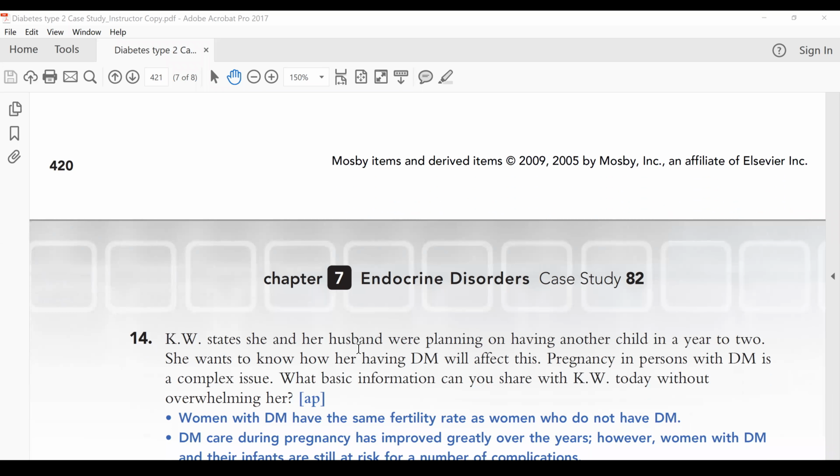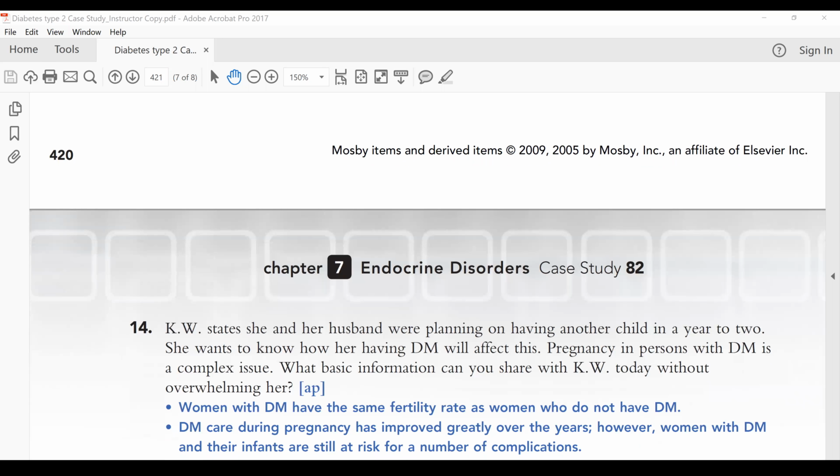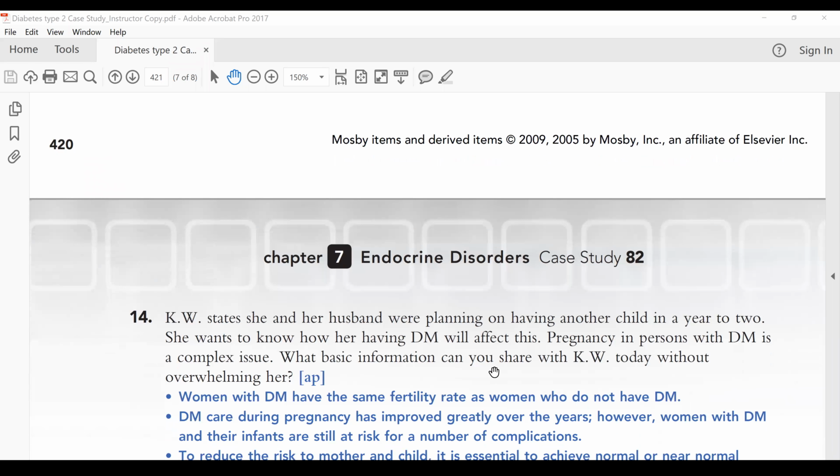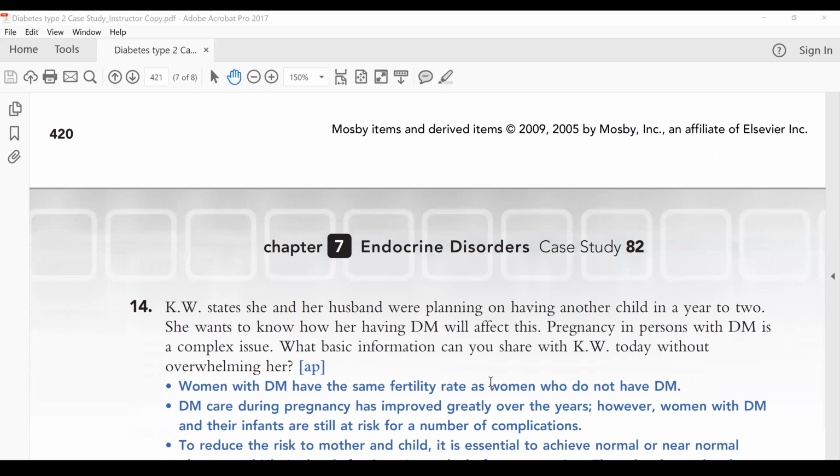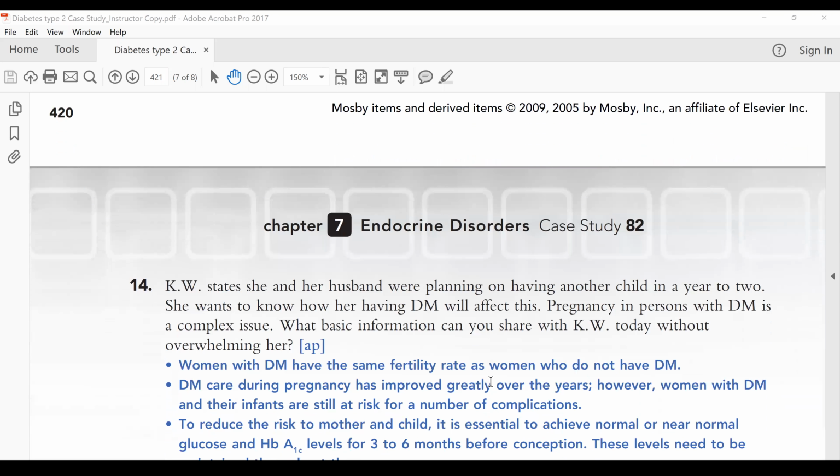Women with diabetes have the same fertility rate as women who don't. If she's thinking that she can't get pregnant, she can. Diabetic care during pregnancy is important, and it has improved greatly over the years. Women with diabetes and their infants are still at risk for a number of complications. So that's why I said she'll be a high-risk pregnancy. To reduce the risk to the mother and child, it is essential to achieve normal or near normal glucose levels.